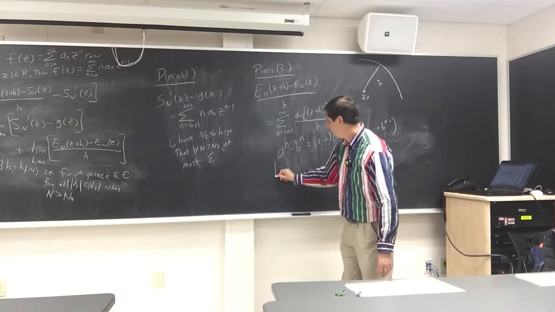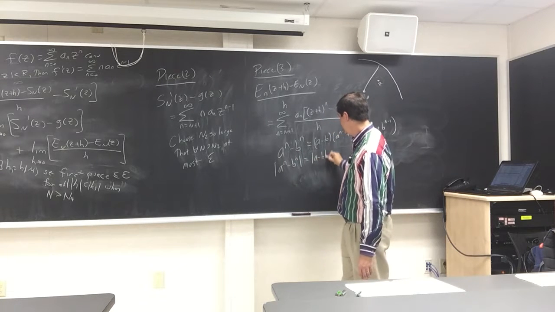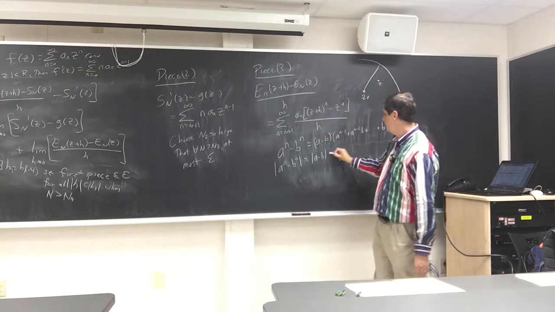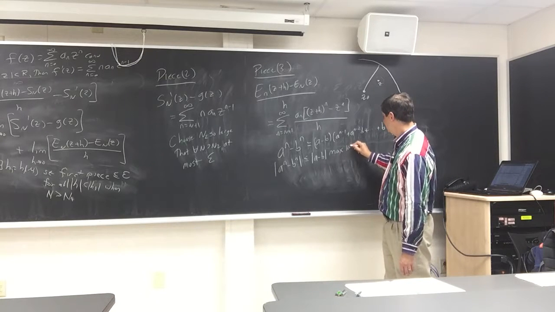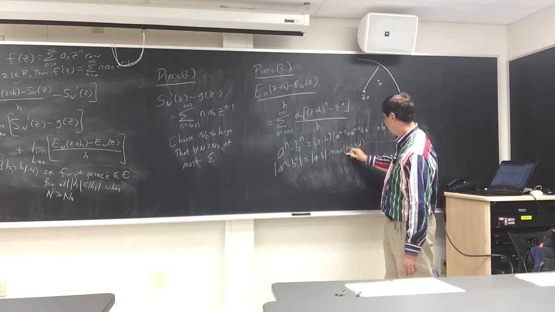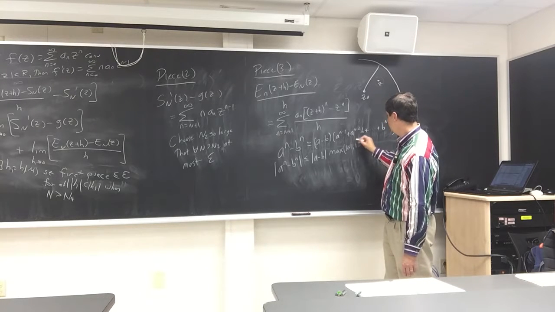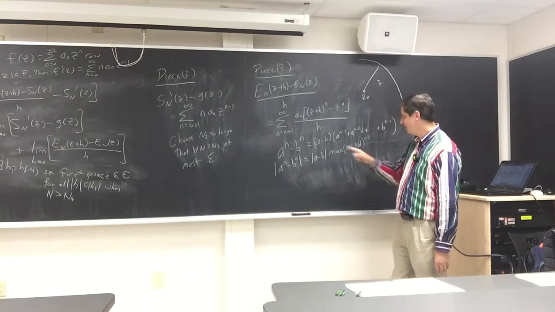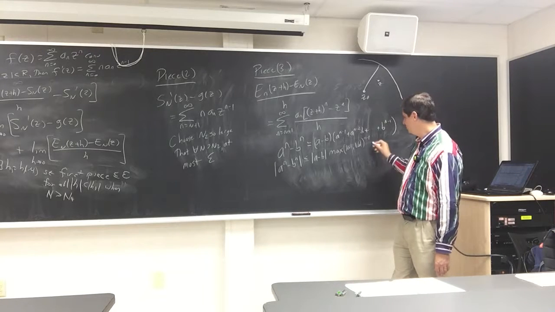And so now if we take absolute values, the absolute value of a^n minus b^n is less than or equal to the absolute value of a minus b, times the maximum of the absolute value of a and the absolute value of b to the n minus first power. And then we have to multiply by how many terms there are. There are n terms.